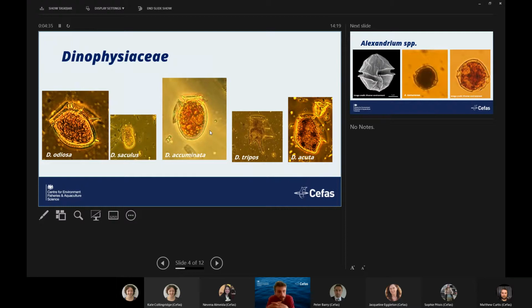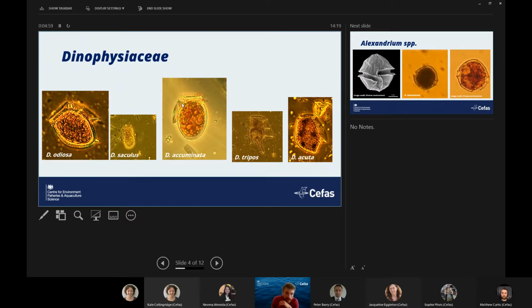This group here consists of mostly species called Dinophysis, which are these pretty jug-shaped cells you can see here. And these are often linked to diarrhetic shellfish poisoning, which can get really quite serious. And you don't need too many of these cells for that to start becoming a problem. So as you can see, they're really quite nice.